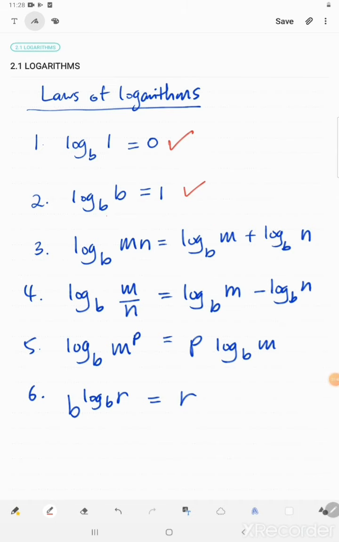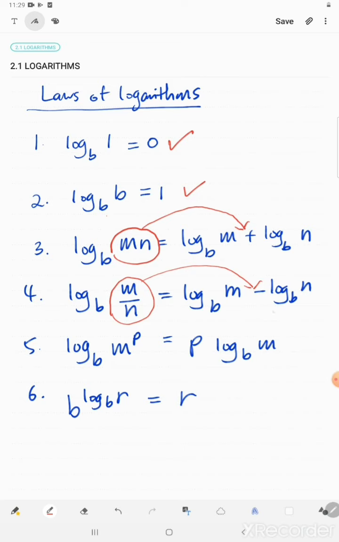Law number 3. Log mn base b is equal to log m base b plus log n base b. So you can see if we have multiplication here, if you want to separate m and n, it will be addition, from multiplication to addition. Number 4, how about log m divided by n, so there will be log m base b minus log n base b.